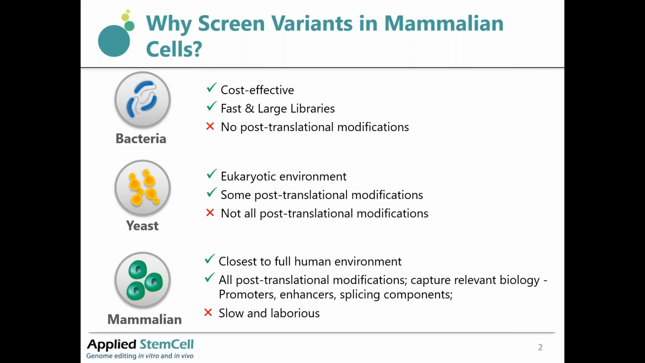As for the library generated from mammalian cells, it's close to the full human environment, and it also contains all the post-translational modifications. And the mammalian host can definitely help to capture relevant biology elements, for example, promoters, enhancers, and splicing components, which are very unique to human. But the drawback for the mammalian library is that the process is slow and very laborious.